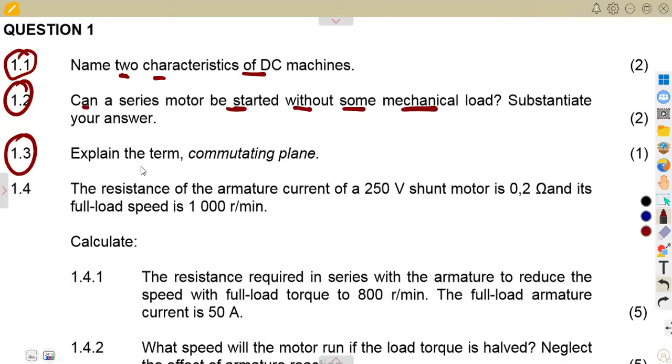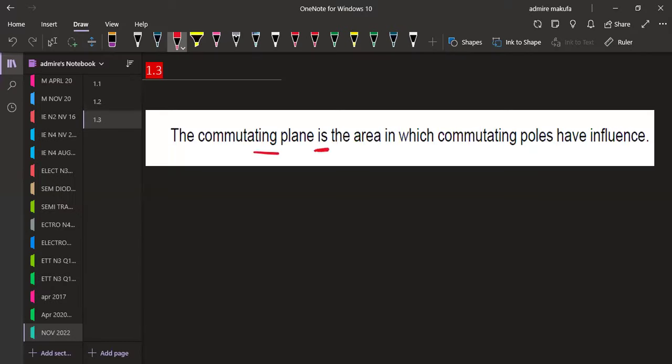Then 1.3, it was to explain the term commutating plane. What is a commutating plane? Be sure that you also revise your notes so that it can help you to answer these questions. All right, so the commutating plane is simply the area in which commutating poles have influence. That is the commutating plane. It was just the 1 mark for that.